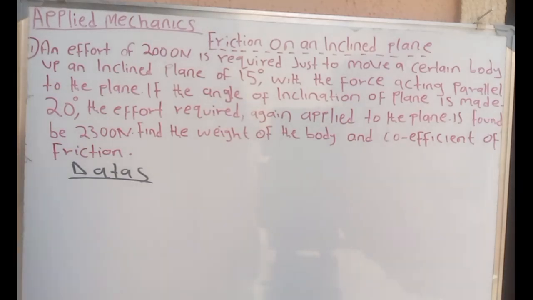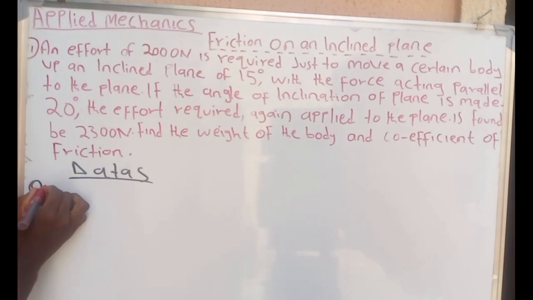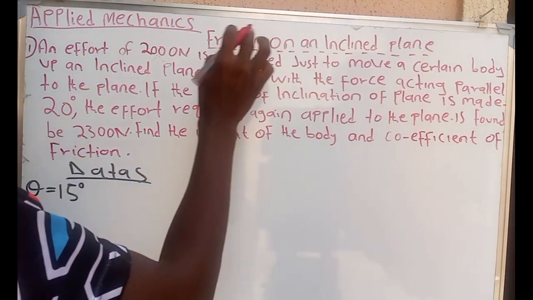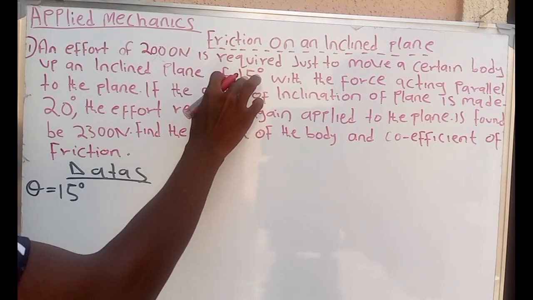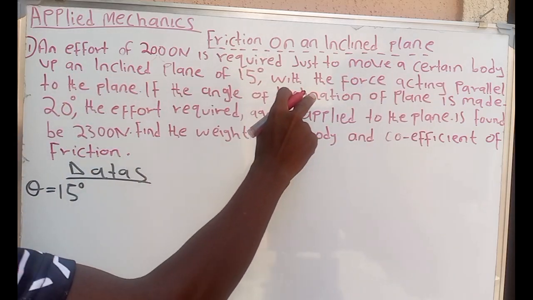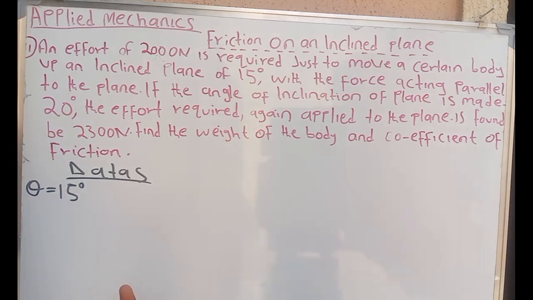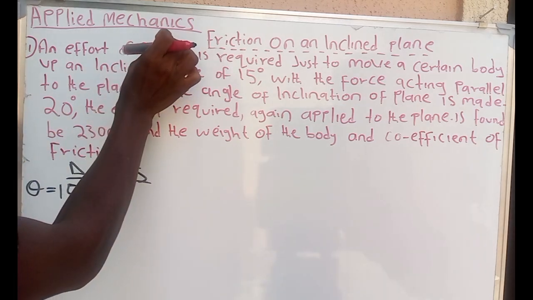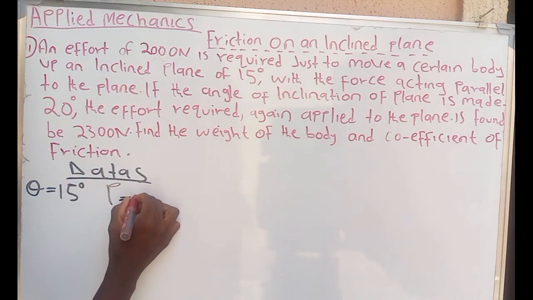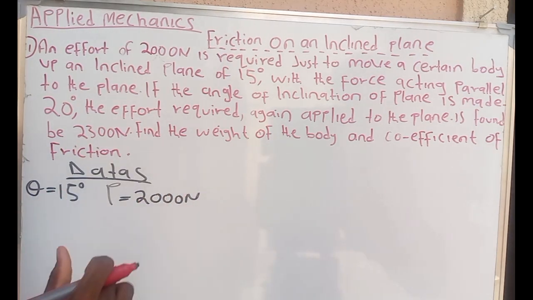We know that our given data are of two cases. The first case: we require moving a body up an inclined plane of 15 degrees, with the force acting parallel to the plane. The second case has the angle of inclination theta of 20 degrees. So from the first case, P is our effort. Therefore our effort is 2000 newtons. That was the first part.